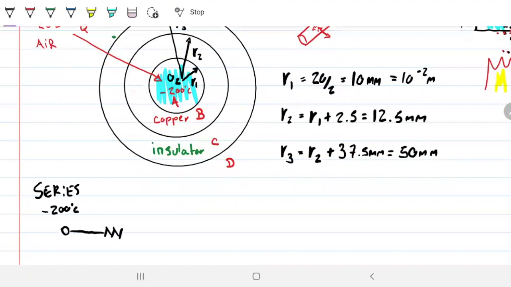Then we know we're going to have a first resistance, and this first resistance is due to convection, right? The convection resistance that O2 creates. And why do I know it's convection? Because O2 is a fluid. If it's a fluid, it's always convection. If it's a solid, it's always conduction, okay? Rule of thumb.